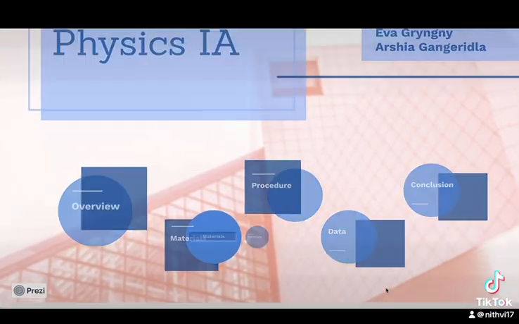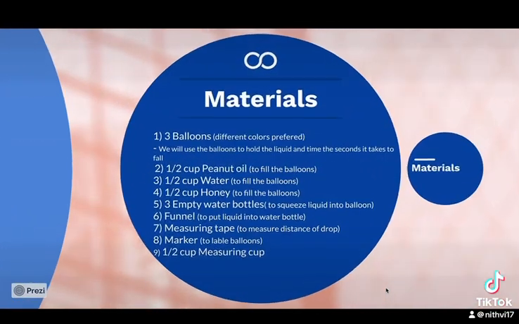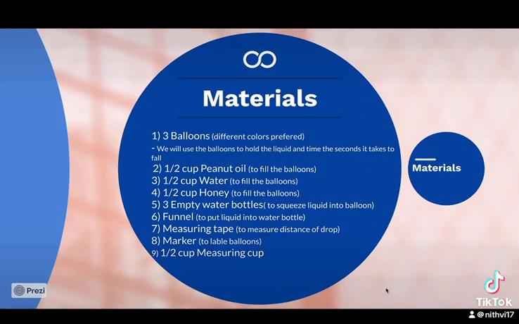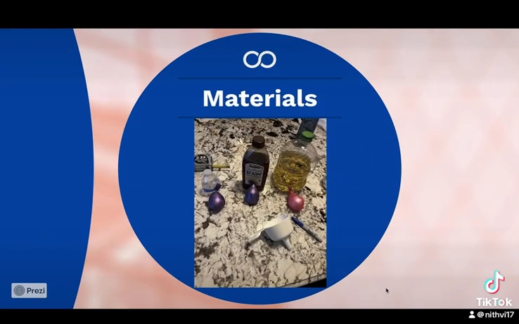To conduct this experiment, we used various materials. We used 3 balloons, preferably all 3 different colors. We needed 1/2 cup peanut oil, 1/2 cup water, and 1/2 cup of honey, 3 empty water bottles, a funnel, a measuring tape, a marker, and a 1/2 cup measuring cup. Here's an example of all our materials.